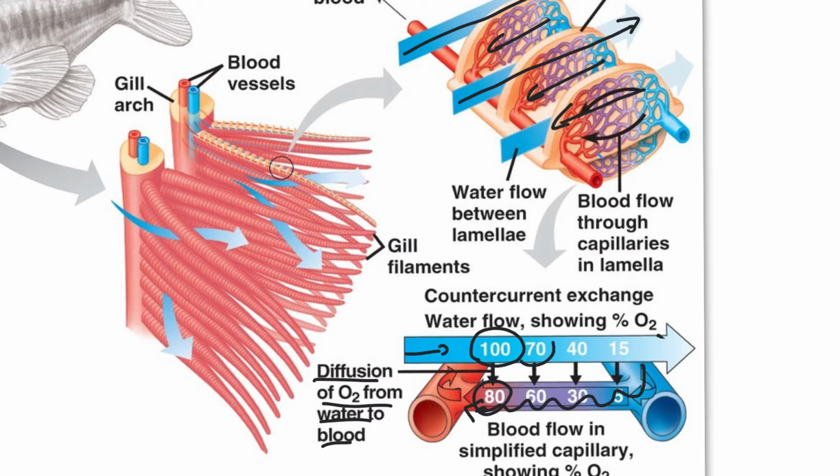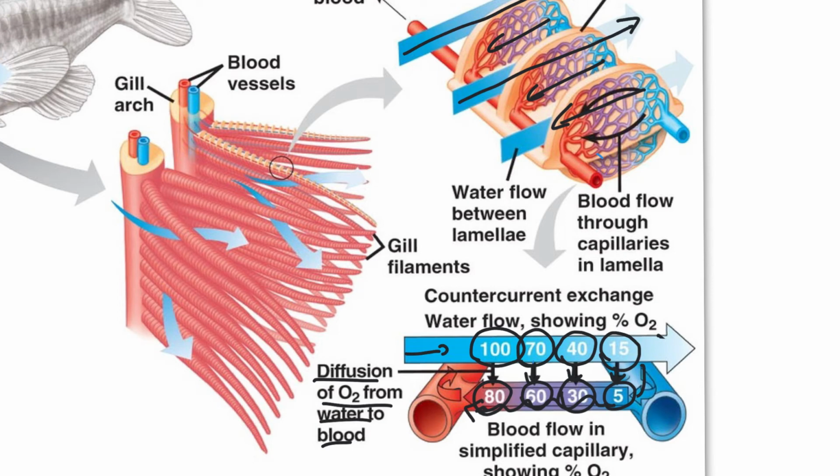Then a little bit further on, we've got a lower concentration of oxygen in the water, but it's still higher than that in the bloodstream. A bit further on, a lower concentration of oxygen in the water, but still a bit higher than in the bloodstream. And as we get right to the end of the gill lamellae, we've got quite a low concentration of oxygen left in the water. So here it's about 15%, but that's still higher than the 5% that we see in the bloodstream. So we're still going to have diffusion of oxygen into the bloodstream.